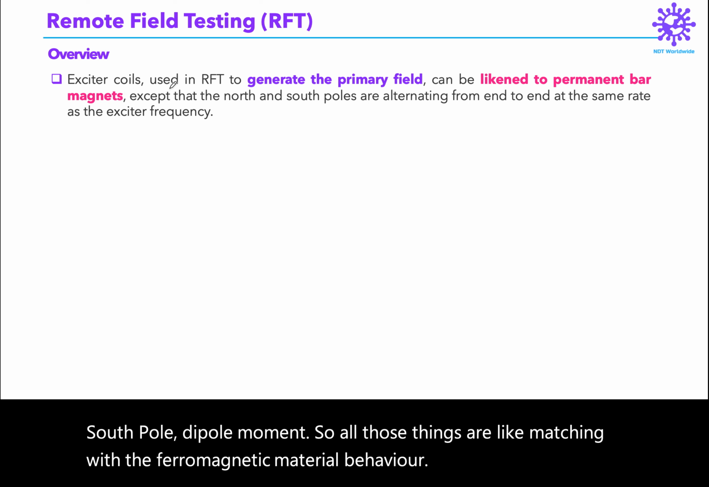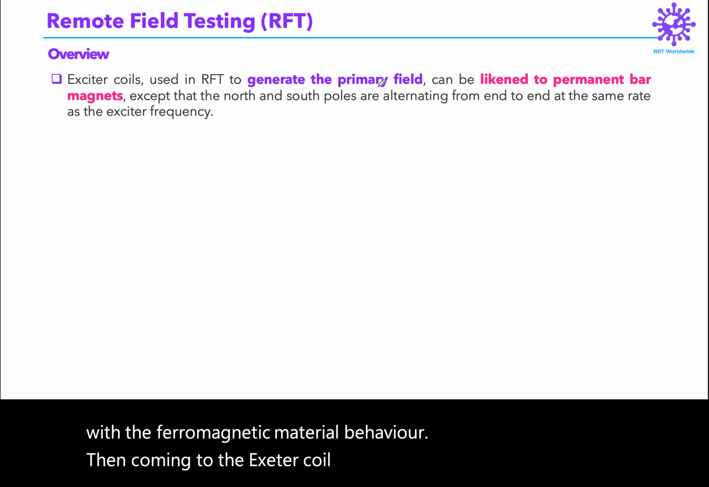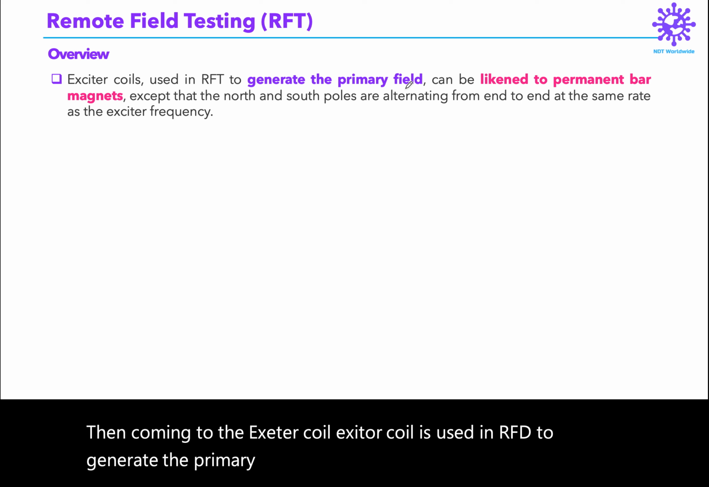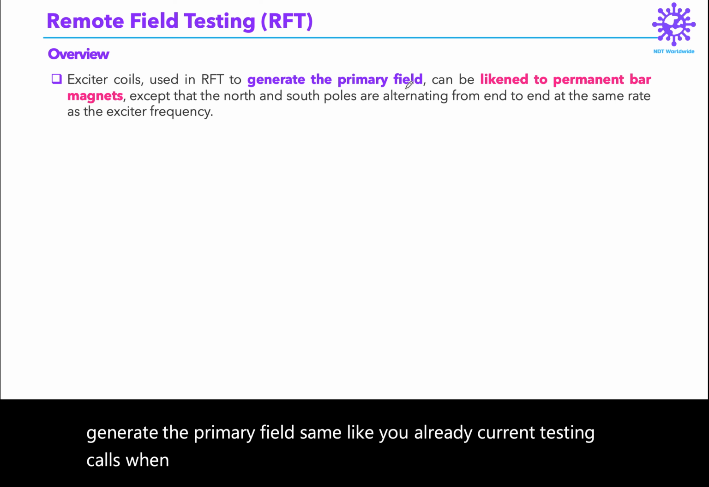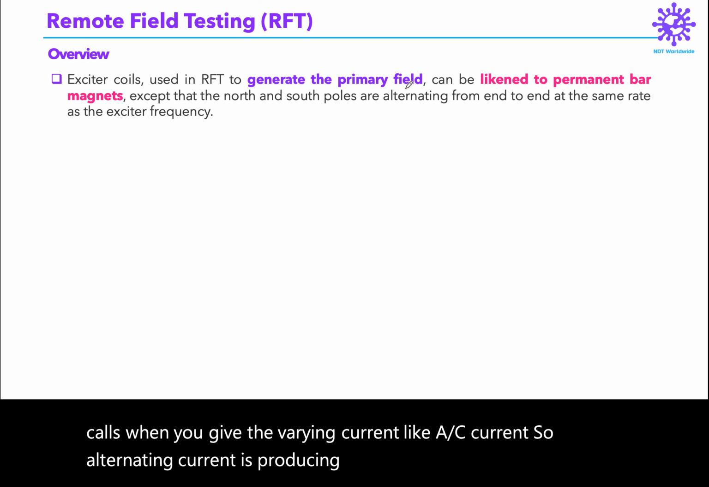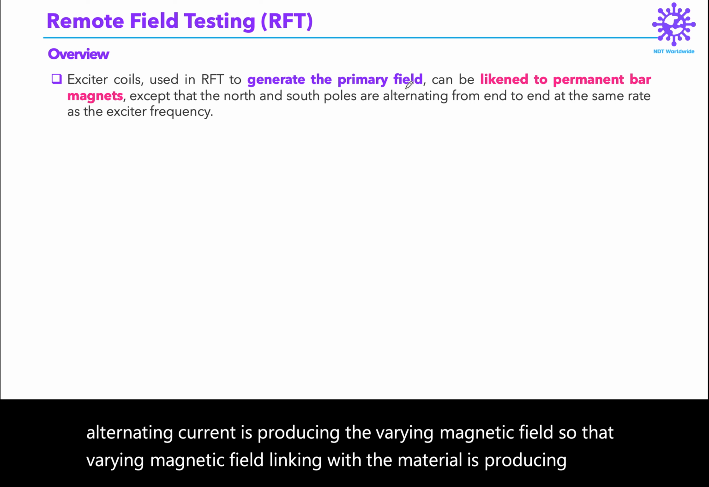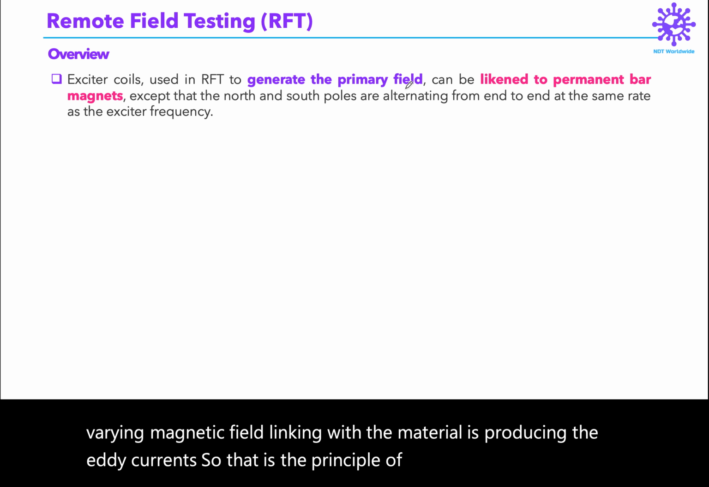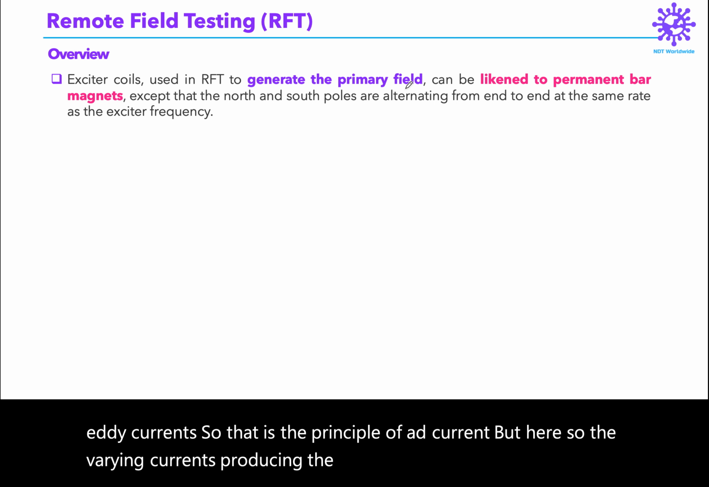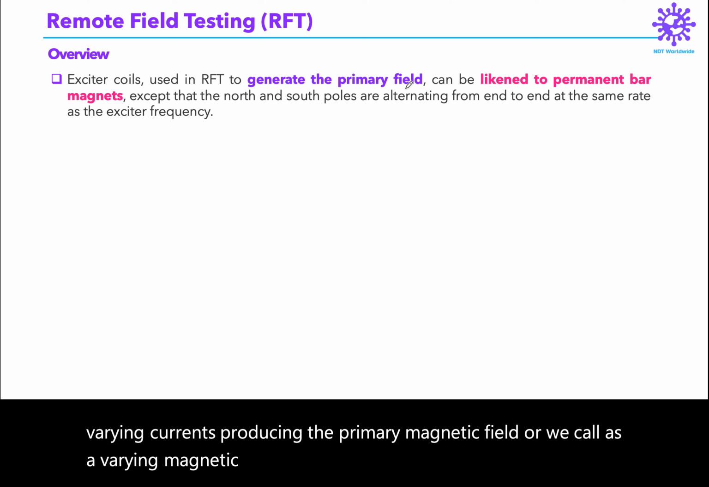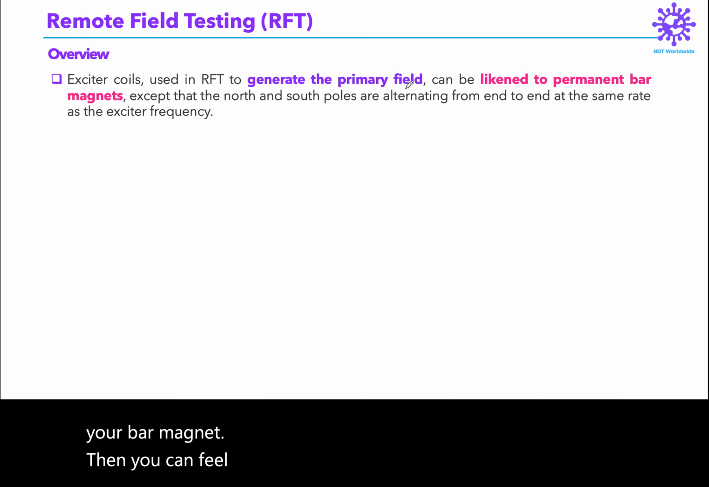Then coming to the exciter coil, it is used in RFT to generate the primary field, same as your eddy current testing coils. When you give a varying current like AC current, the alternating current produces a varying magnetic field. That varying magnetic field linking with the material produces eddy currents. That is the principle of eddy current. But here, the varying current produces the primary magnetic field, or varying magnetic field. That magnetic field is similar to a bar magnet. You can feel like there is a small magnet inside, and it is magnetizing the tube wall thickness.